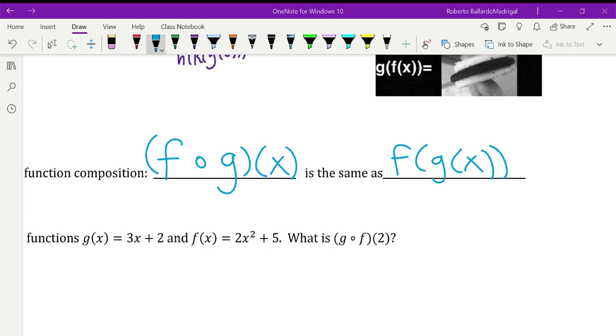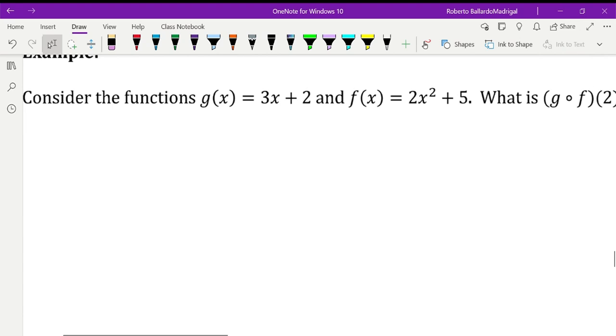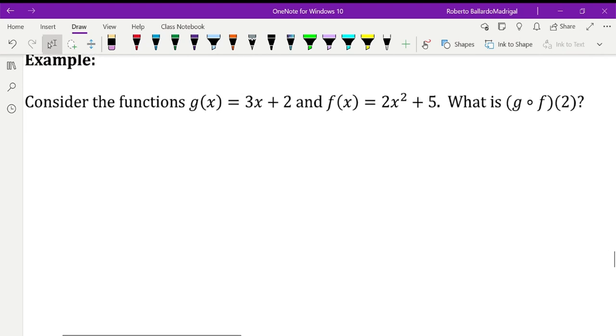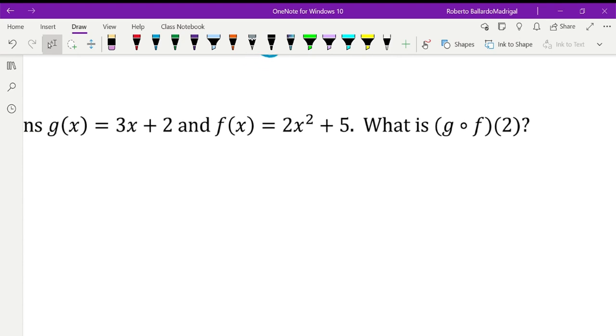Okay. Are we all okay with the notation? I'm going to show you one last example, and that'll be it for today, okay? Let me get your attention for about 3 to 4 more minutes while I finish this up.